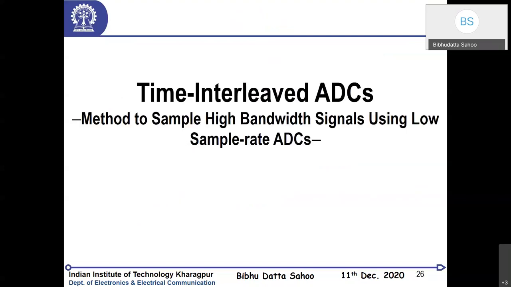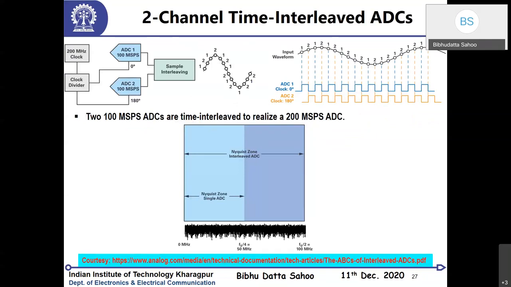Now, as I said, the generalized sampling technique is an alternative to time interleaving. So let me first show what time interleaving is, a method to sample high bandwidth signals using low sample rate ADCs. This is an illustration from Analog Devices documentation. If we take two ADCs, each operating at 100 megasamples per second, each one sampling at 100 megahertz, each one is alternately sampling. ADC one is sampling these dots, denoted with one, and ADC two is sampling with two. Then the samples are interleaved cleverly, and it is as if the signal has been digitized at 200 megasamples per second.